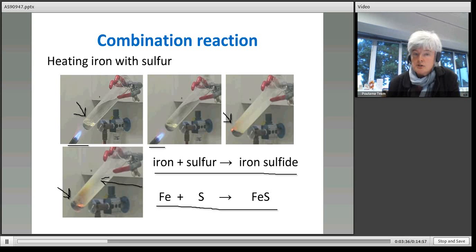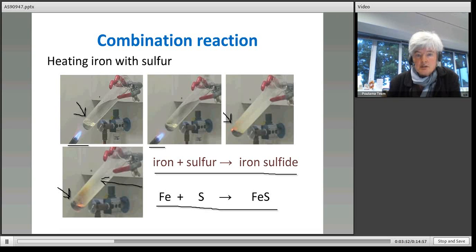Now you have to write your observations, so you would have to say you needed to heat the reaction. You heated the reaction until it started glowing, and then you could stop heating, and you would talk about the color change. Let's look at the next type of reaction.